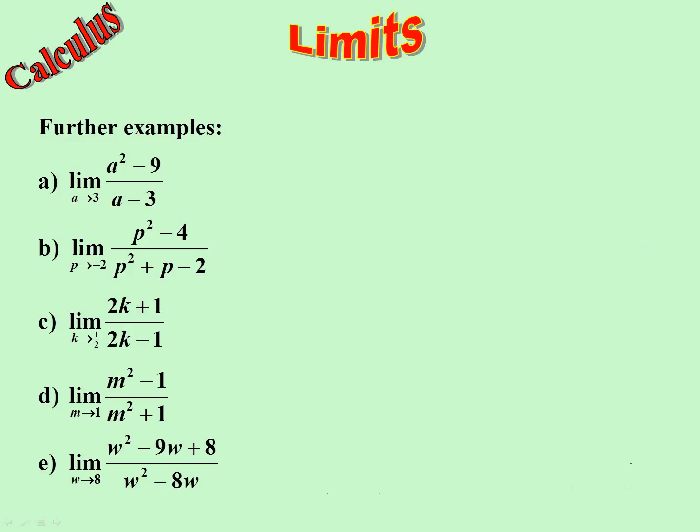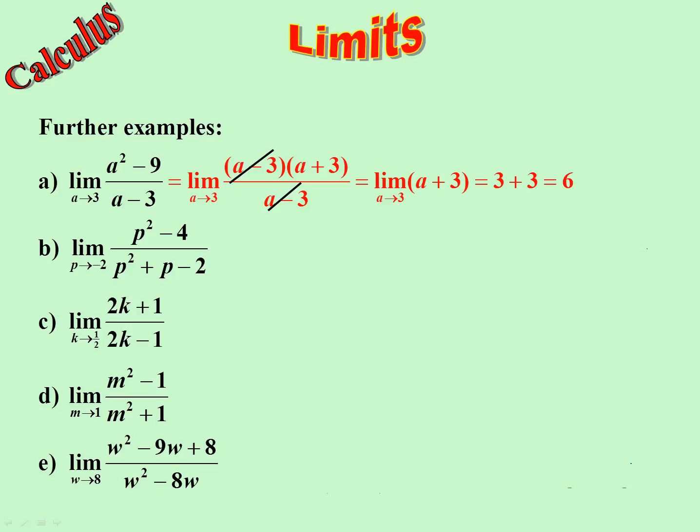Here are some further examples. Every time, always substitute first. Don't show the substitution. Do it in your mind, do it in your head, or do it on a piece of paper or something. Do it on your hand. And if you get 0/0, look and say, hang on, this will simplify. Some of these give 0/0, some don't. That one did, so we factorize, cancel those, and we end up with a plus 3.